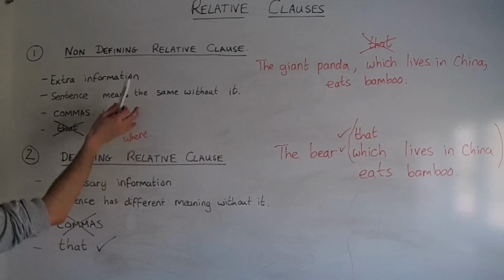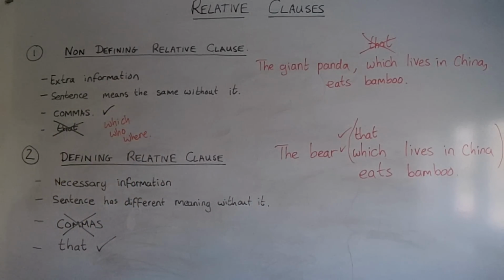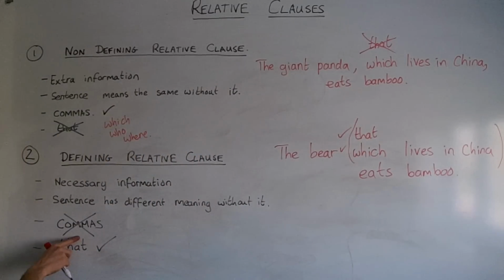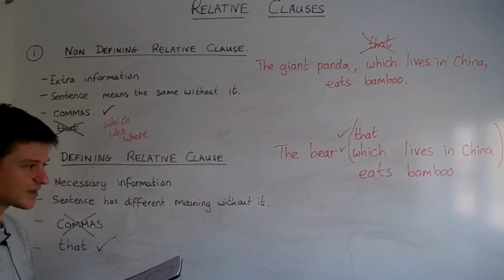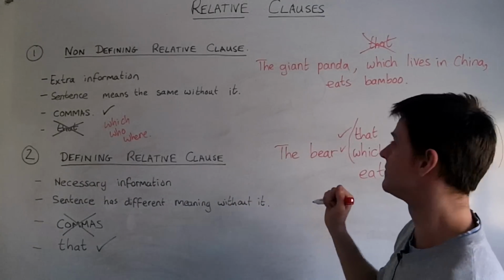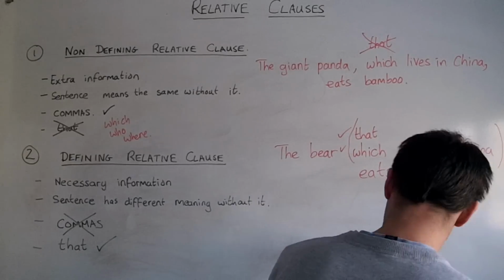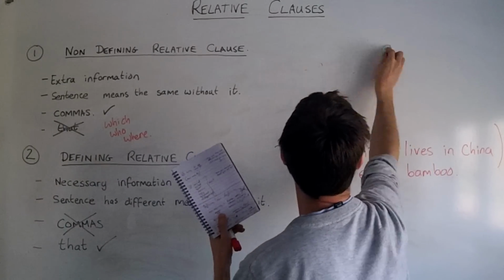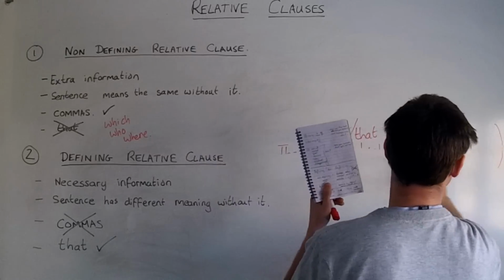So that's the difference between defining and non-defining relative clauses. And here we can use that, and we don't use commas. Okay, let me just give you one more example, and I hope that makes it clear. Please ask questions under the video if it's still not clear. I'll give you one more example.